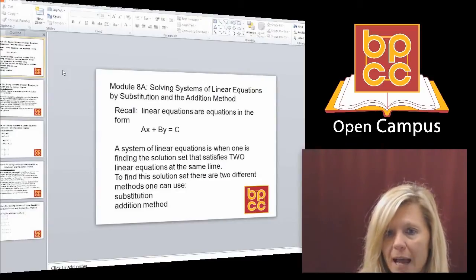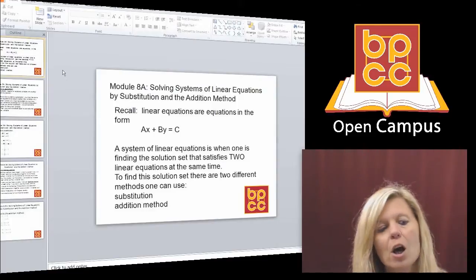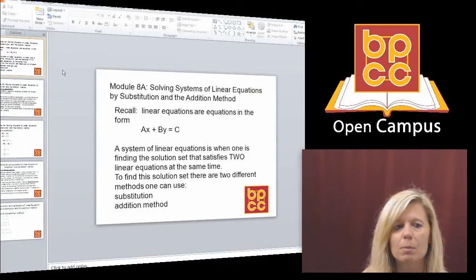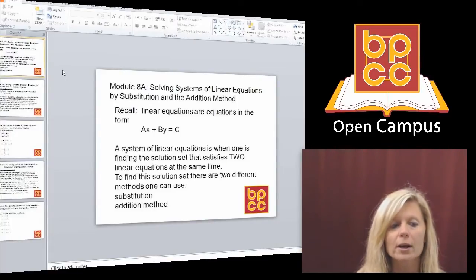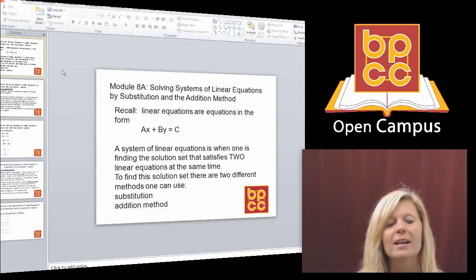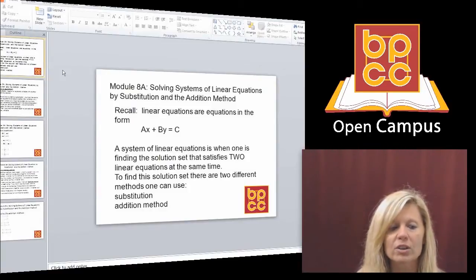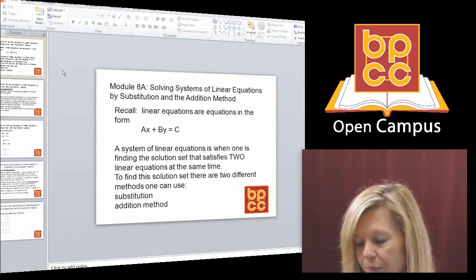Well, if you know your algebra, you know when you have an x and a y value, that plots a point on a graph. So what we're technically doing in this module is, without drawing a picture of the equations, we're finding out where they're going to intersect. We're going to find the x value and the y value. And there's two ways to do this. We're going to take our Algebra 1 skills and talk about substitution and the addition method.